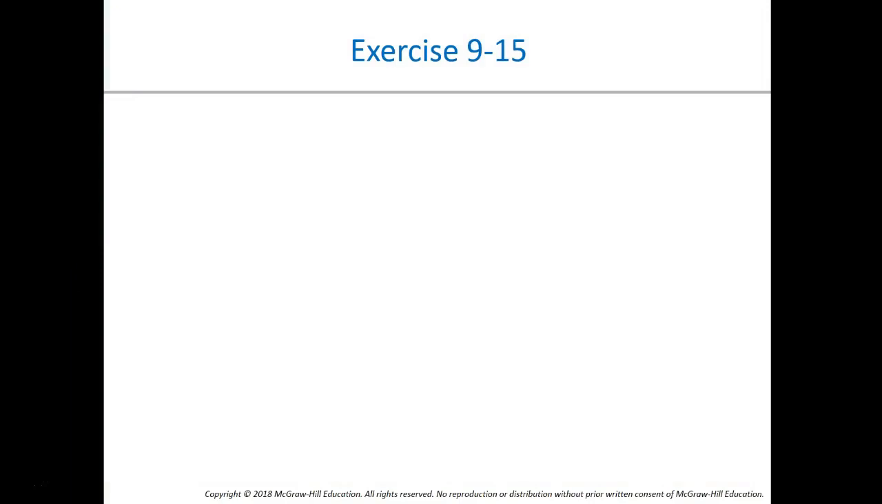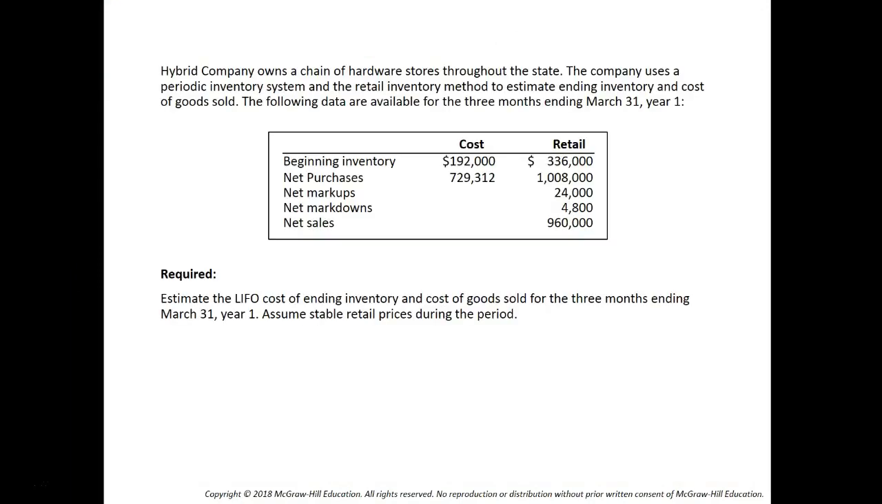So if we look at exercise 915, Hybrid Company owns a chain of hardware stores throughout the state. The company uses a periodic inventory system and the retail inventory method to estimate ending inventory and cost of goods sold. The following data is here. We've got our beginning inventory at cost and retail and our purchases at cost and retail. We have our net markups and our net markdowns along with our net sales. So estimate the LIFO cost of ending inventory and cost of goods sold for the 3 months ending March 31st, year 1.